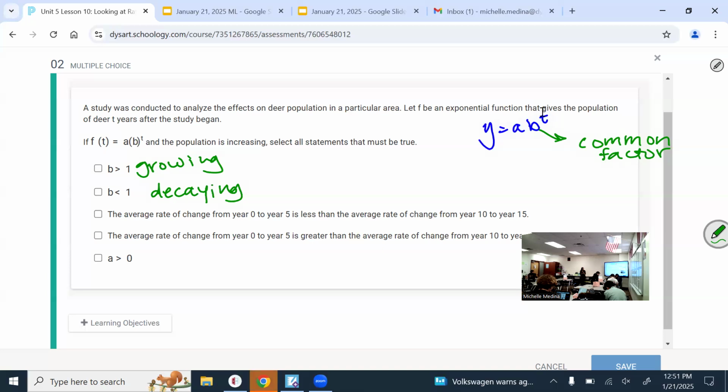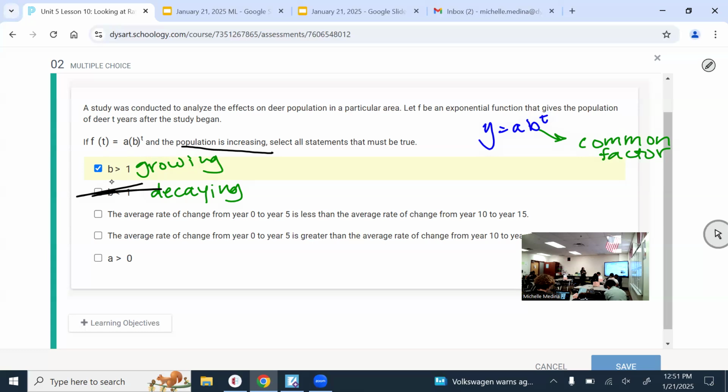In this situation, it says that the population is increasing. So which one should I automatically exclude? Okay, good. Don't pick this one. It said the population's increasing, not decaying, not decreasing. Then it says the average rate of change from year 0 to year 5 is less than the average rate of change from year 10 to year 15. You don't have the numbers to do the math and compare.